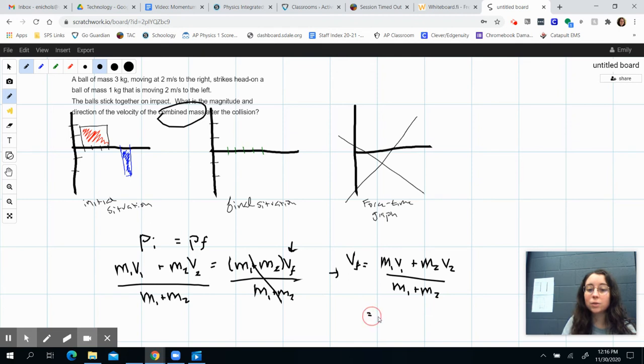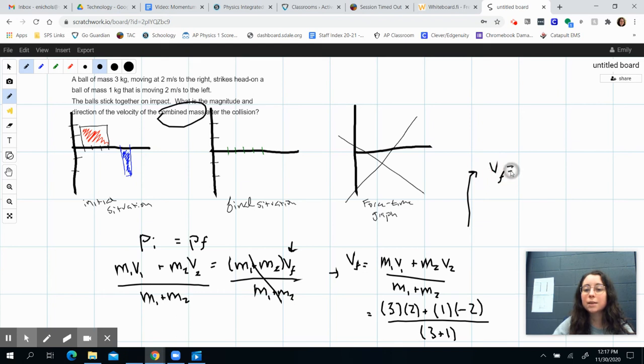Let's plug in some values. Our value for mass 1 is 3 kilograms, our initial velocity for that mass is 2 meters per second, plus our other mass, which is 1 kilogram. And this is the important piece: our velocity is negative, so make sure you keep up with your negatives. Momentum is a vector, not a scalar. Please use your negative. Then divide that by 3 plus 1, which is 4. If I plug this into the calculator, I get velocity final is equal to 0.5 meters per second. Right? Yeah, 6 minus 4 divided by 4.